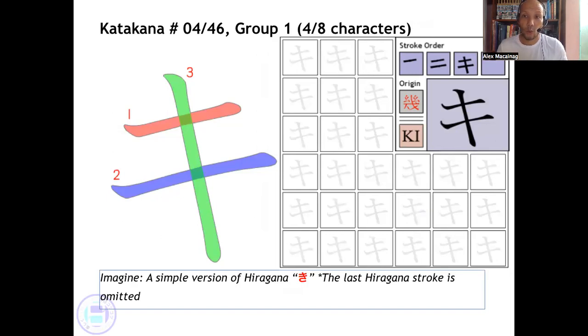So this is just the sword. There is no more hairpin at the bottom, right? So the last hiragana stroke, the hairpin, is omitted. Okay, 3 strokes. Please pause the video for your writing practice.